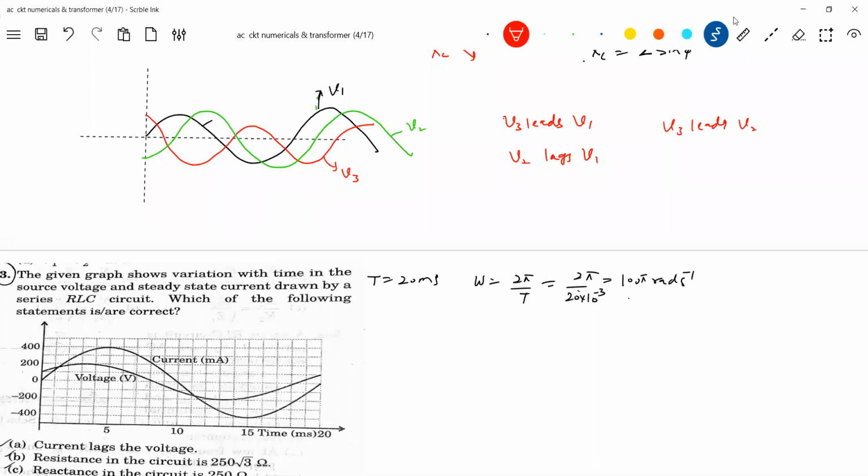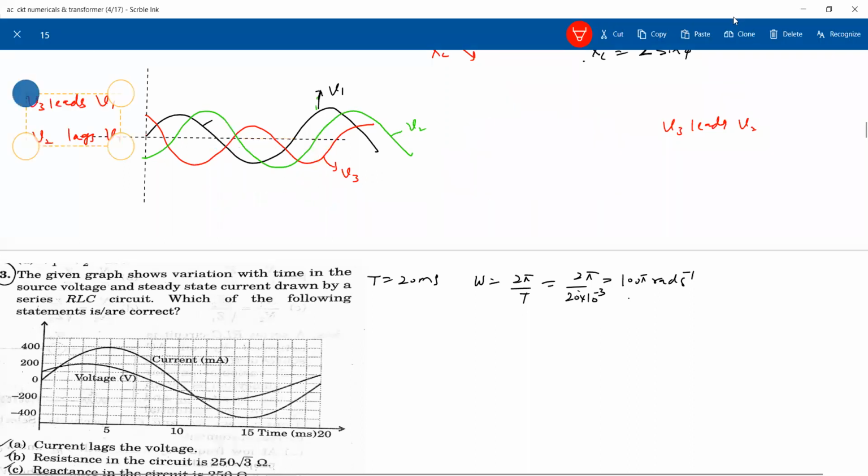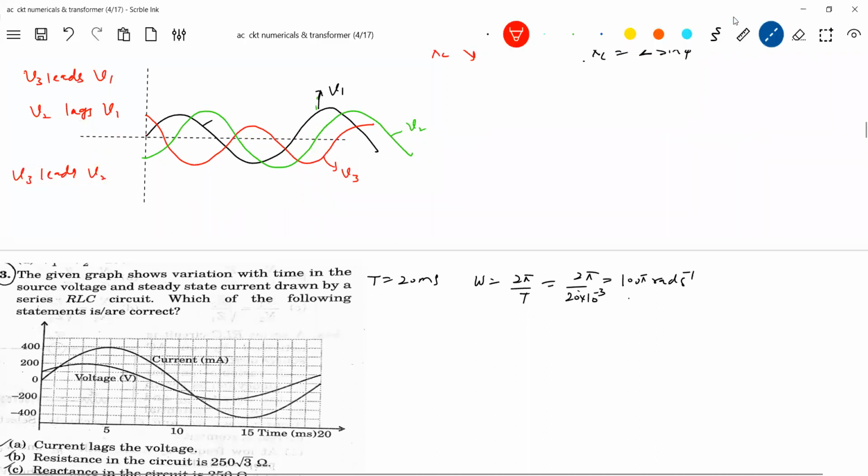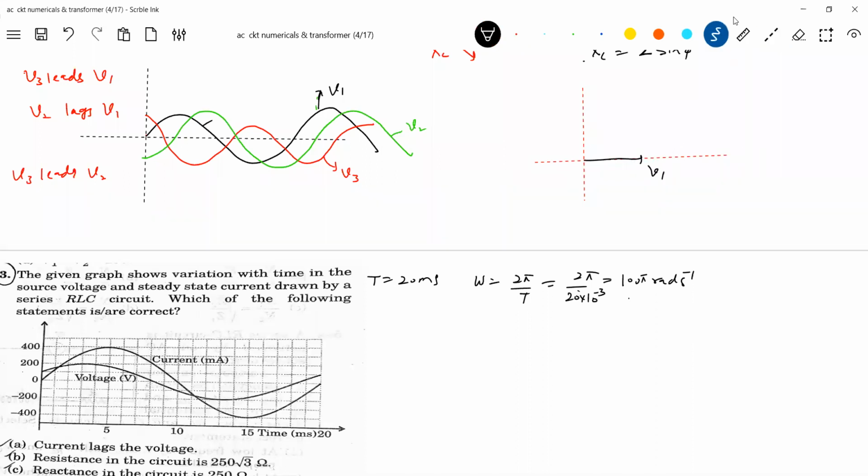If they give a phasor diagram, it's okay. So can you show these things in a phasor diagram? Yes, it can also be. We can also put it in a phasor diagram. In the phasor diagram, the representation: V1 is having 0 phase. V3 is having positive phase. So it'll come like this, because this is 0 degree angle, no? And what about V2? V2 will come here. Justified: V2 lags V1, V3 leads V1, and V3 leads V2.